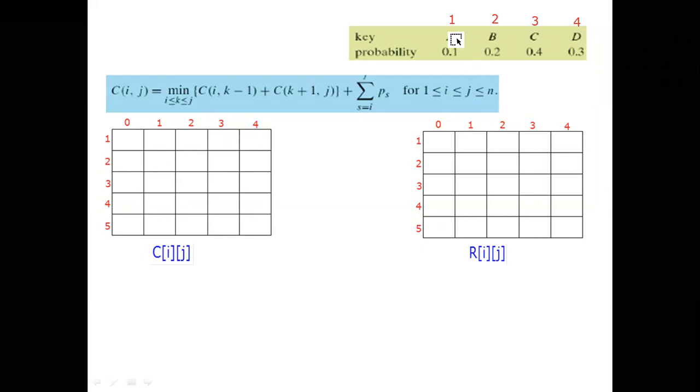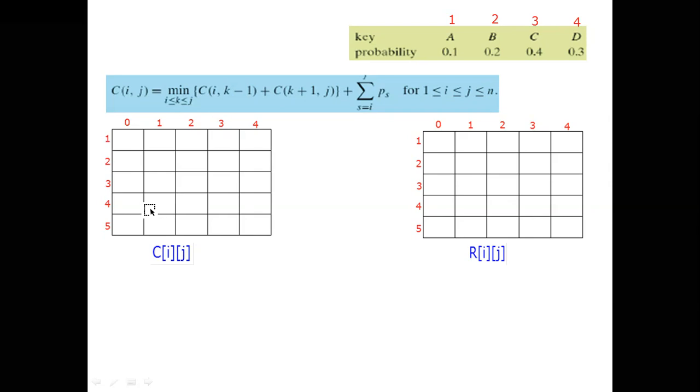The total number of rows is the total number of keys plus 1. How many keys are given? 1, 2, 3, 4 keys, plus 1. The plus 1 is there because this formula has to be supported for calculating. Otherwise, sometimes we cannot calculate some values. But don't worry, if they give 4 keys, you have to add 1 extra row here. And for columns, you start from 0 up to the number of keys given. It is 4. Here it is 5 rows, and here it is starting with 0.